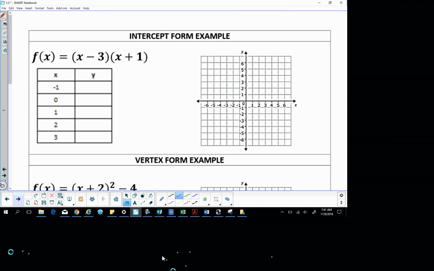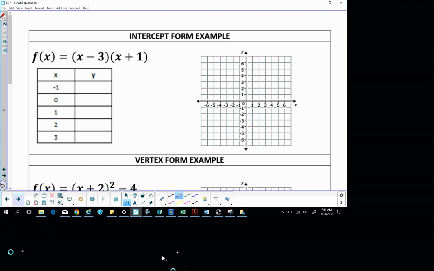So right here we have intercept form. So go to the next page. We're going to do these 3 together. So the next one's intercept form. Who can raise their hand for a brain bug and tell me what are we trying to find when we have intercept form? The roots. What's another word for roots, for another brain bug raising your hand? Zeros. What's another word for zeros?